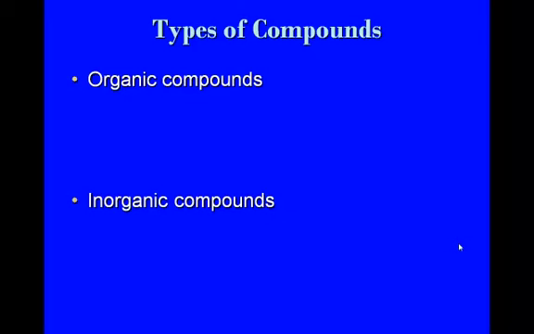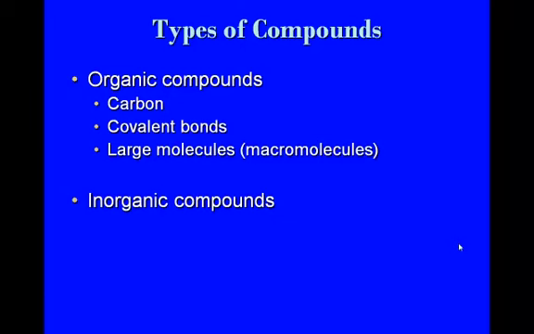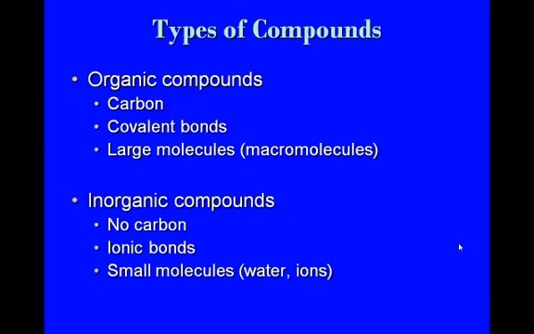Alright, there are basically two types of compounds. There's organic and inorganic. Organic compounds are anything that contains carbon. They are bonded with covalent bonds, which remember means those are the strongest bonds, and they're large molecules, which we call macro. Macro means big, so these are macromolecules. Your inorganic compounds are everything else, everything that's not bound with carbon. They use ionic bonds. Ionic bonds, remember, dissociate in water. So these are going to be smaller molecules like water and other ions.